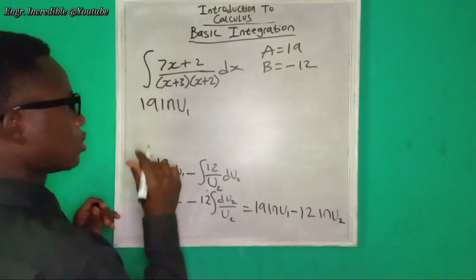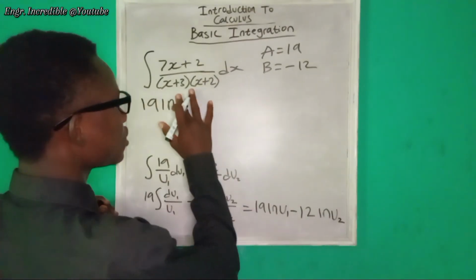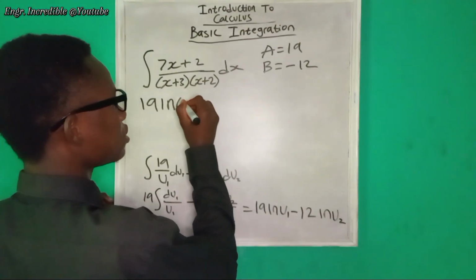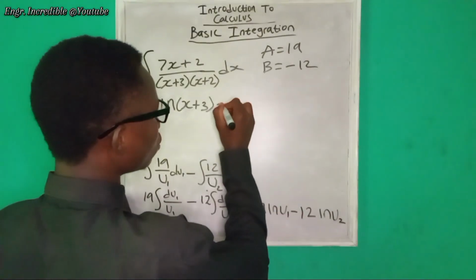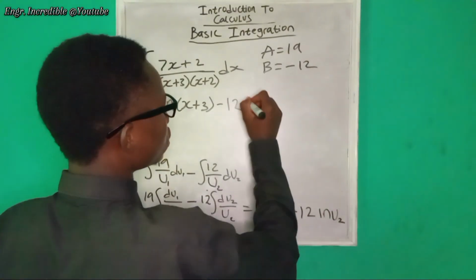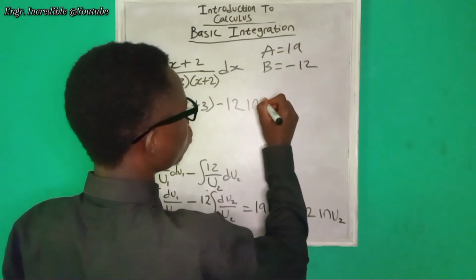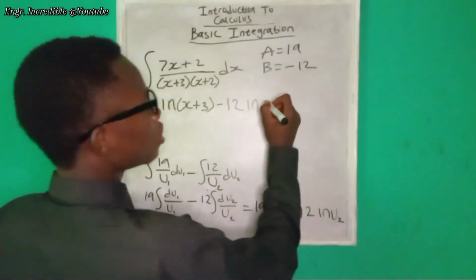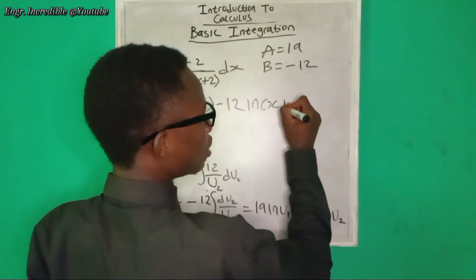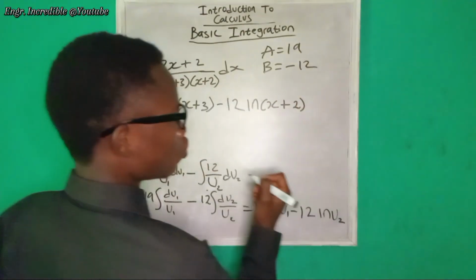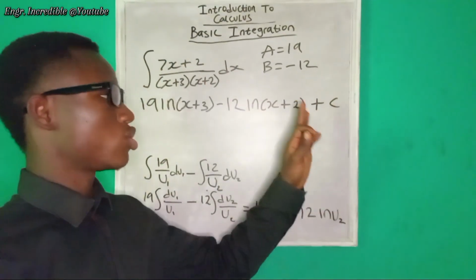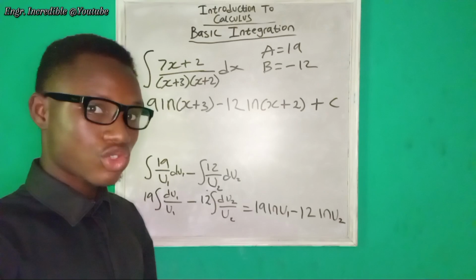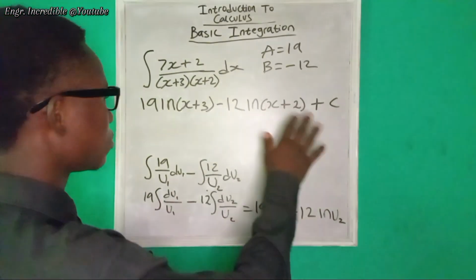but that u1 now, we are not writing as u1. u1 was x plus 3, so that is ln of x plus 3. Then we go minus 12 ln u2. u2 is equal to x plus 2, we are bringing it back, x plus 2. Then we add our plus c. Always remember to put your plus c after solving any integral equation.